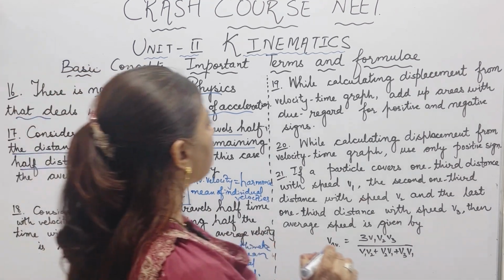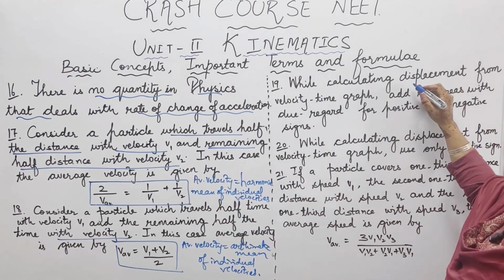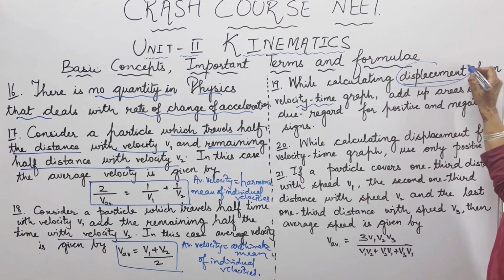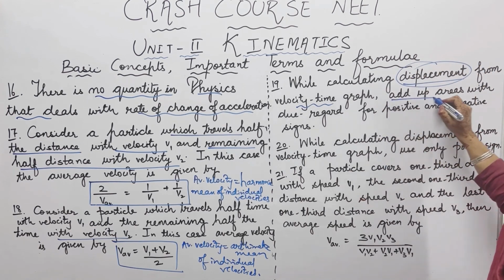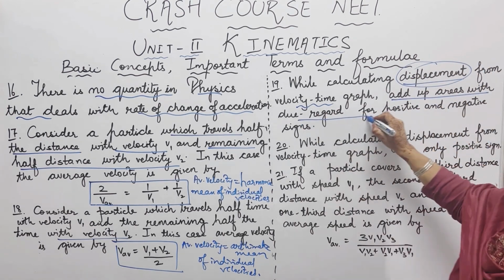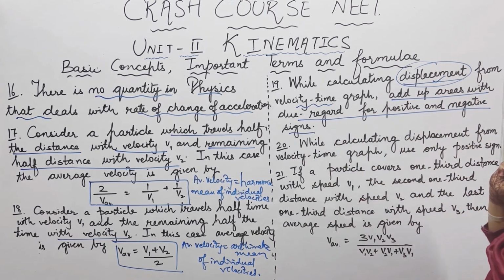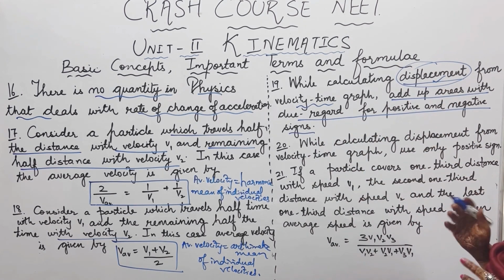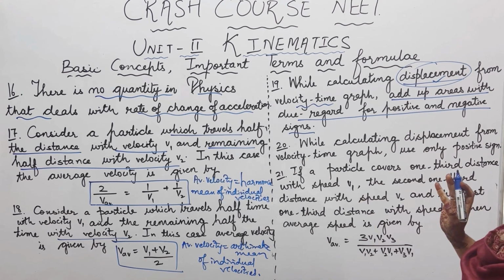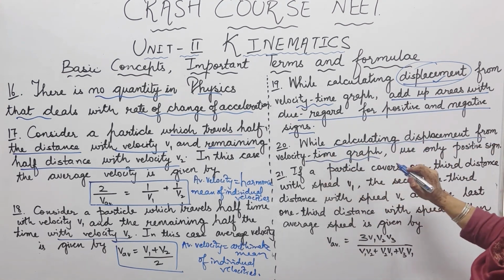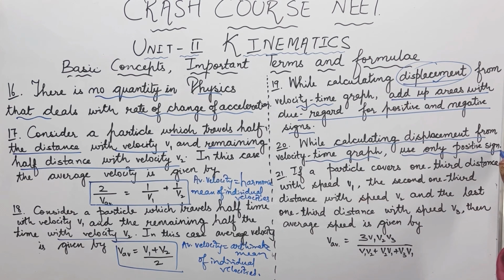The next is, while calculating displacement from a velocity-time graph. See here, the word displacement is being used. Then we have to add up areas with due regard for positive and negative signs. Since displacement is a vector quantity, its positive and negative signs are to be considered. While calculating distance from a velocity-time graph, we use only the positive sign.